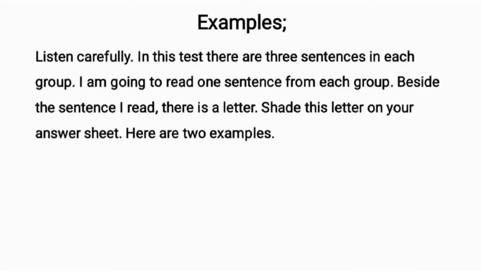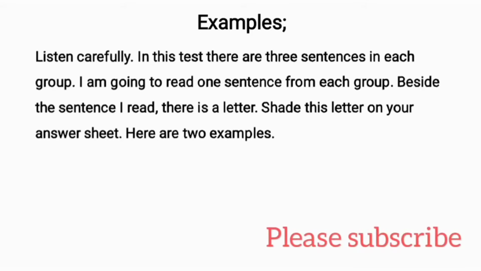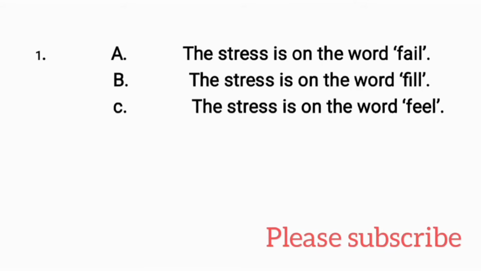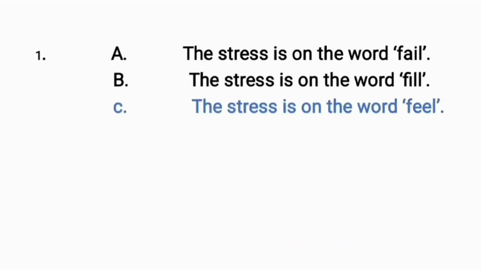Let's take some examples. Usually, this is the instruction that will be given in test 4. Listen carefully. In this test, there are 3 sentences in each group. I am going to read one sentence from each group. Beside the sentence I read, there is a letter. Shade this letter on your answer sheet. Here are 2 examples. Number 1. The stress is on the word feel. The sentence I read was sentence C. The stress is on the word feel.